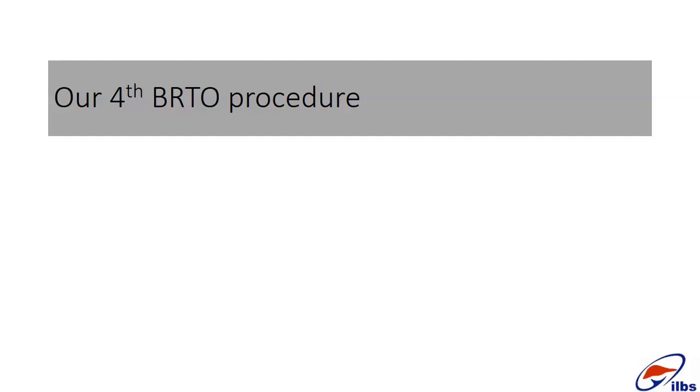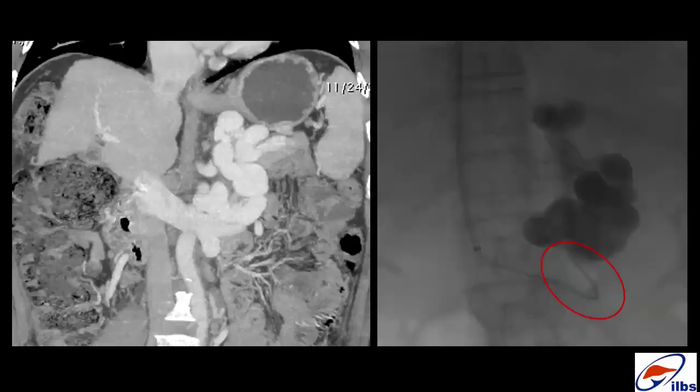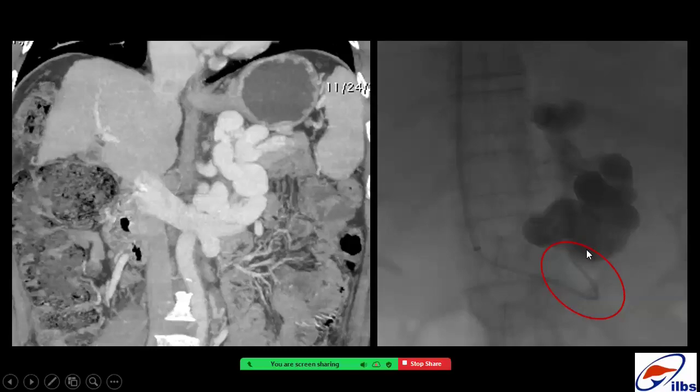So for the fourth procedure, we again went looking for a change in hardware. This was the fourth case, and this time we got a Swan-Ganz catheter with a compliant balloon, and this worked very well for us. Again, we were stuck because the Swan-Ganz balloon can be inflated only up to 12 millimeters, and you can't use it for a shunt bigger than 12, 13 millimeters. As soon as you inflate it more, it will burst.